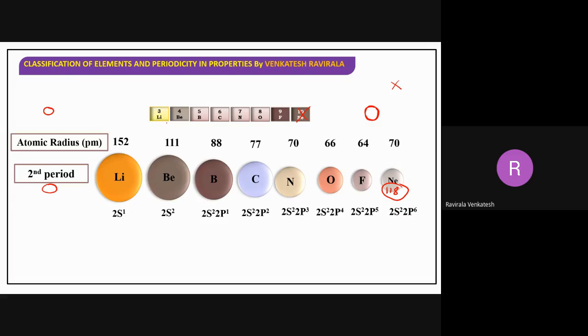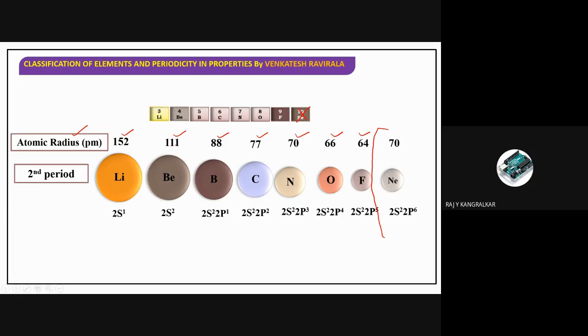Okay. Now, the second period I am taking here. I have taken the second period elements. What are they? Lithium to fluorine. Take only fluorine. Now, the radius, what happened here? 152, 111, 88, 77, 70, 66, 64. It is not a mobile number. What is this actually? Atomic radius in picometer. Now, decreased or not? This is the data.